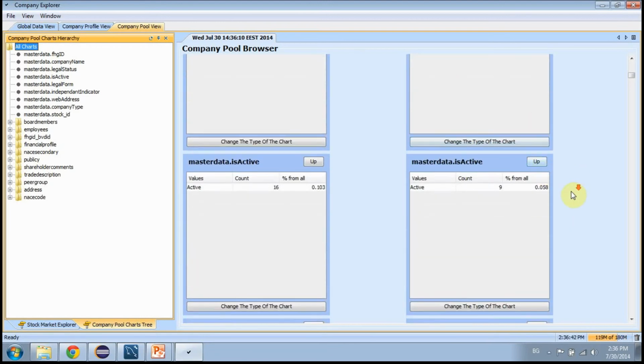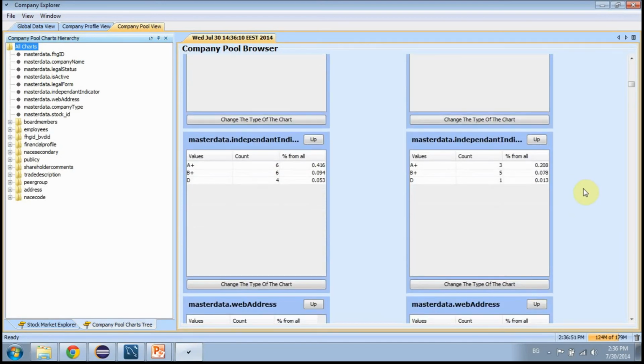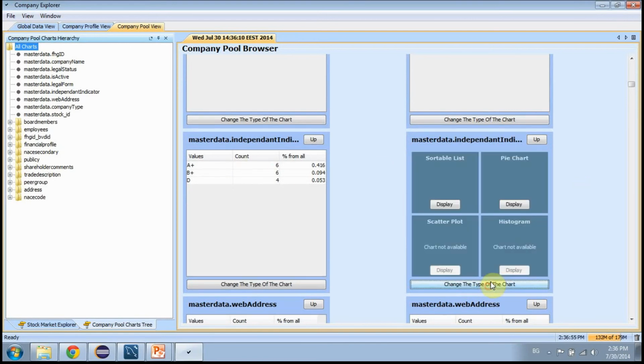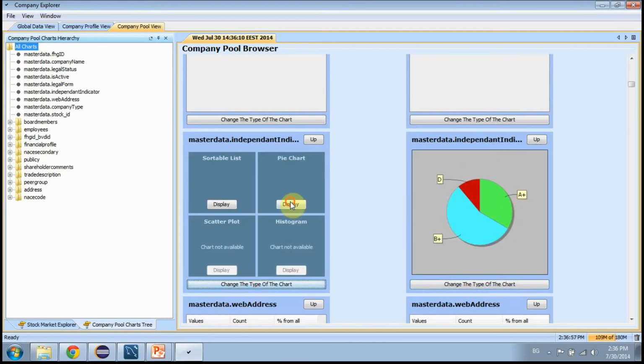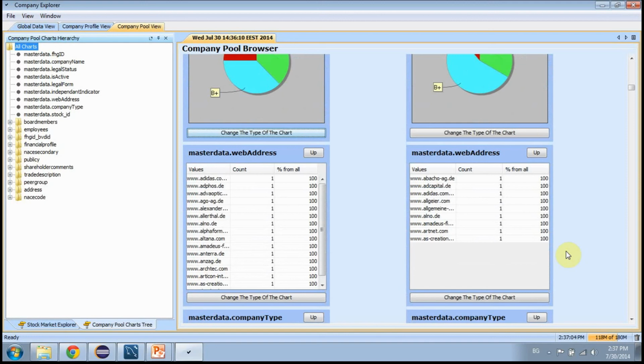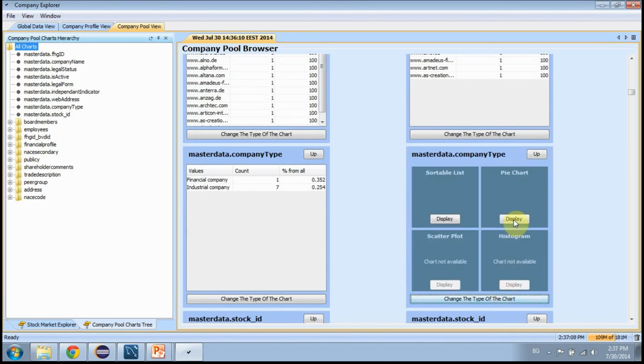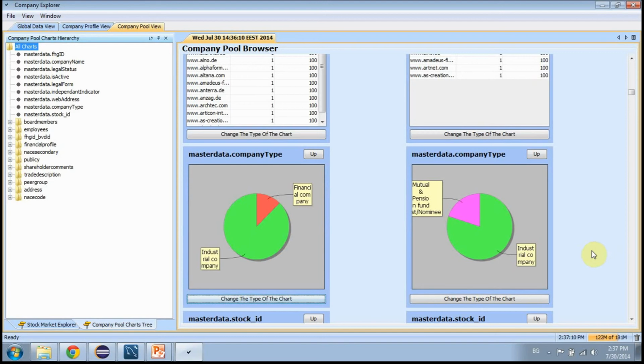All companies are active. They're all AG, which is the abbreviation for a company being on the stock exchange in Germany. They have the same independent indicators, but let's see how many of those. Okay, so here also they're very similar. Web address, the company type is industrial and financial company.